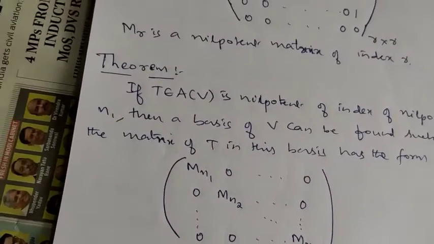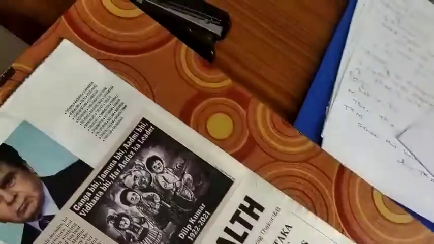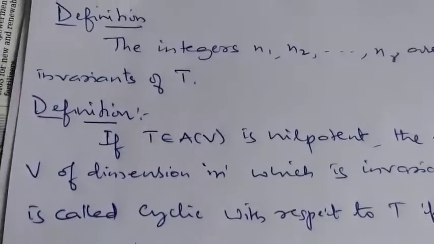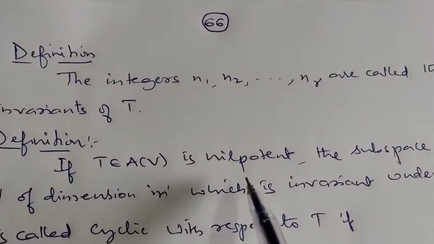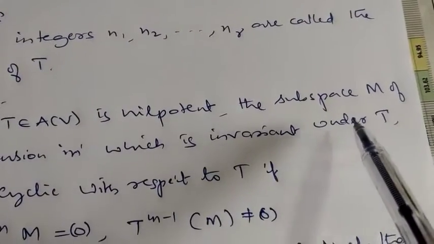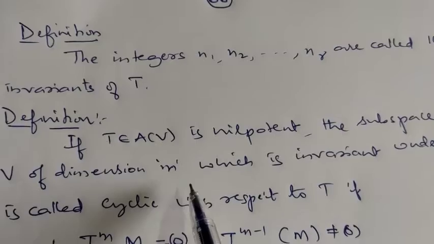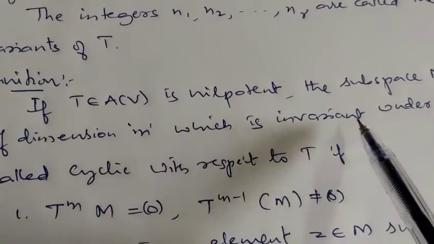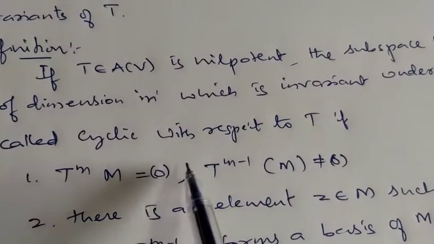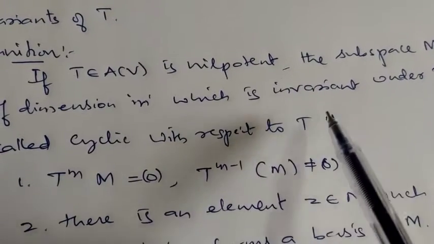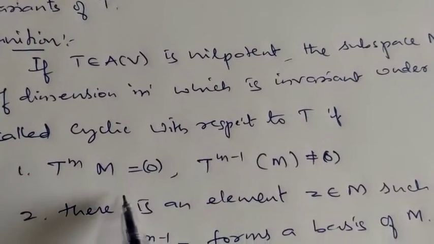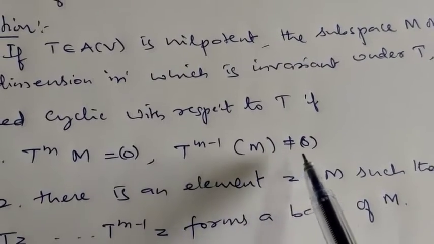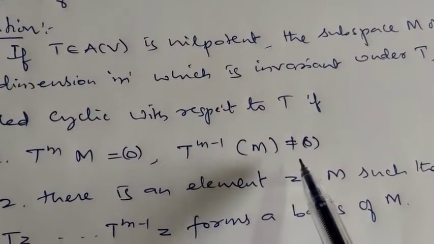Now let us come to another definition in this class. If T belongs to A(V) is nilpotent, then a subspace M of V of dimension m, which is invariant under T, is called cyclic with respect to T if, first, T to the power m of M is 0, and T to the power m minus 1 of M is non-zero.